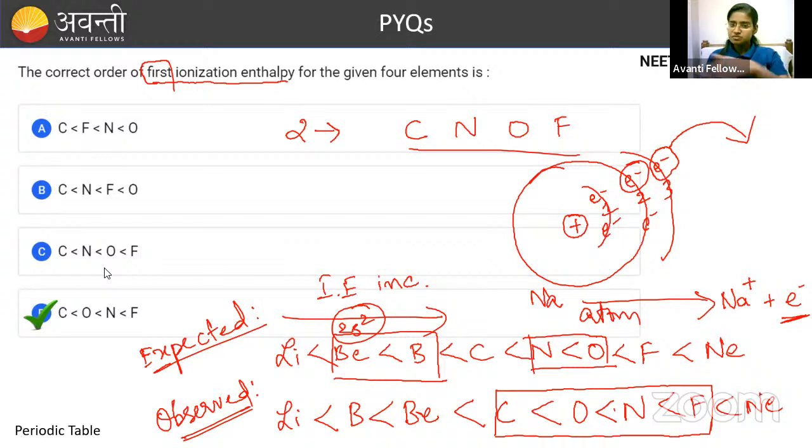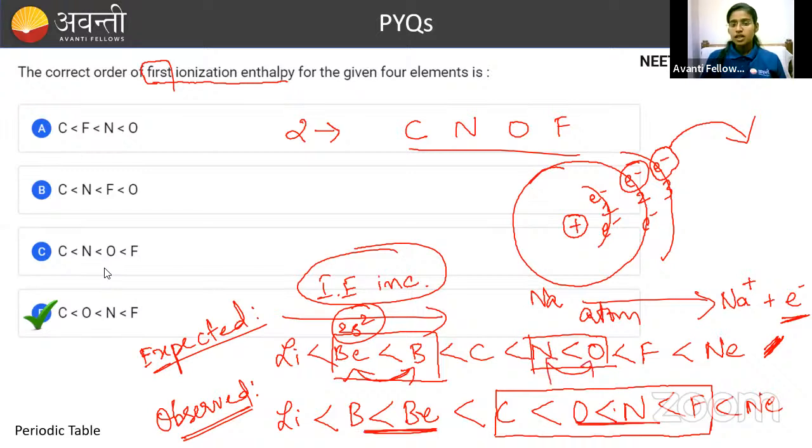Ionization energy increases across the period and decreases on moving down the group. I am repeating it for the students who joined late. The expected trend is this, so according to this general trend, I should get the trend like this. But for second period elements alone, we have some exceptions for beryllium, boron and nitrogen, oxygen. So I have to interchange these two places, and interchange nitrogen and oxygen places, to get the observed trend.